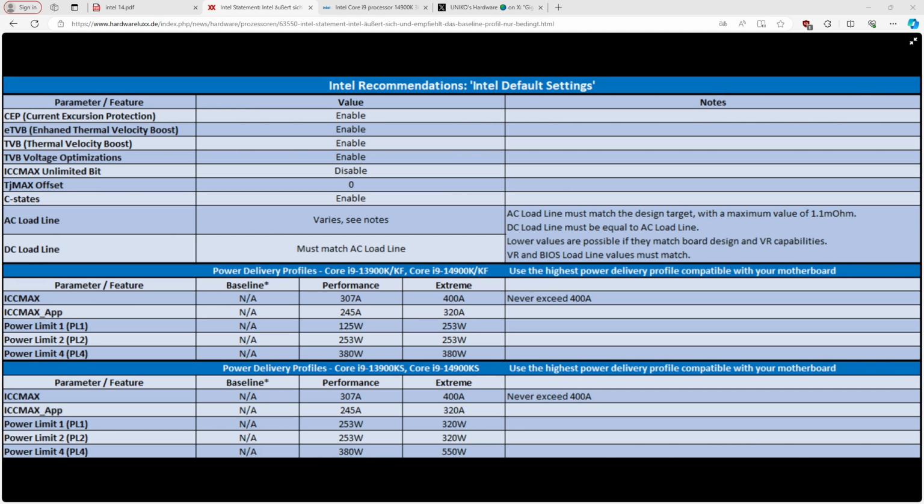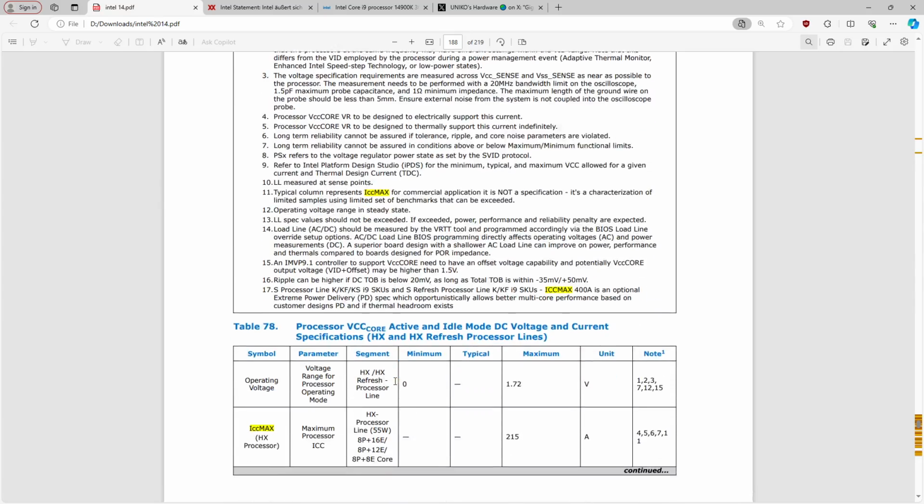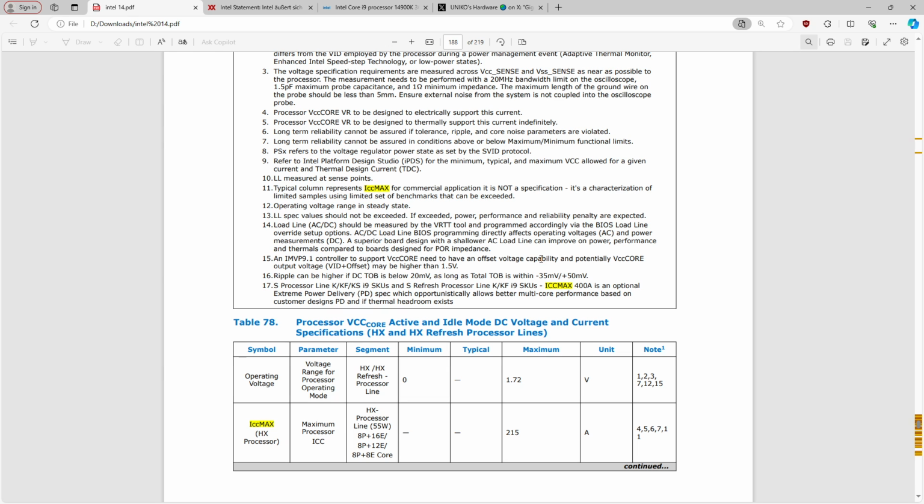And the reason the boards do this is because of the AC-DC load line, if we read the spec again. Right, AC-DC load line BIOS programming directly affects the operating voltages, which is the AC load line. So changing the AC load line setting changes the operating voltages of the CPU. The motherboard vendors like to set the AC load line too low, which basically undervolts the CPU, which is why if you buy a brand new 14900K and you lose the silicon lottery, it'll crash on auto settings, because the AC load line is too low.